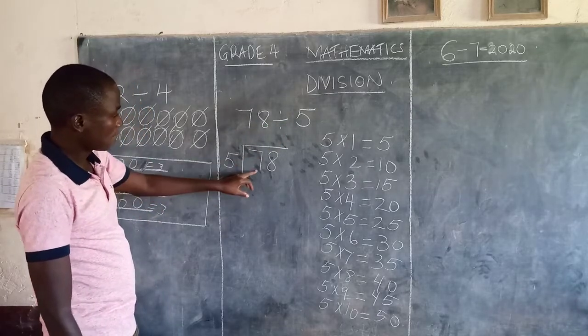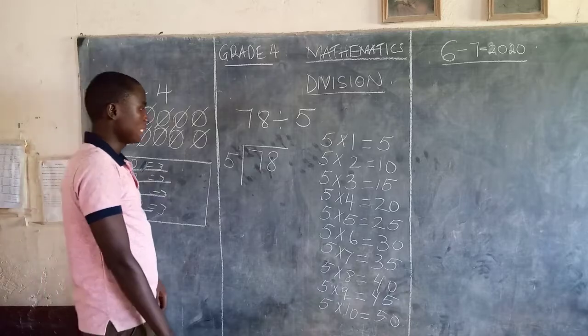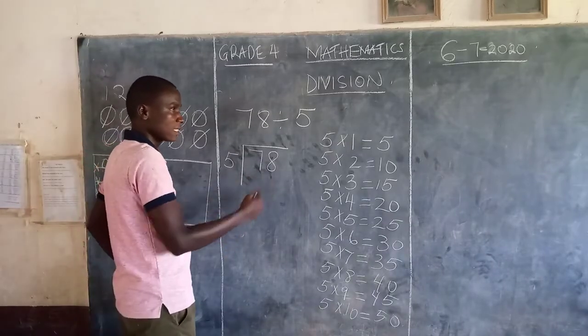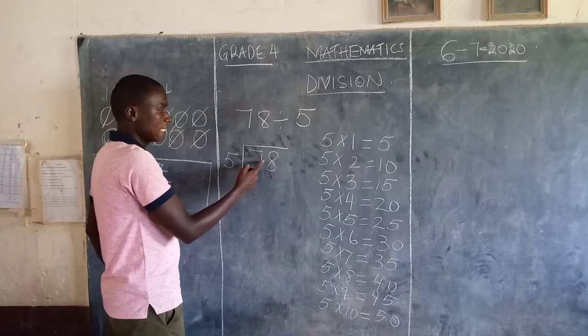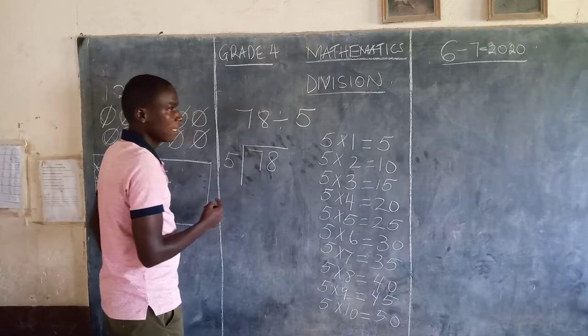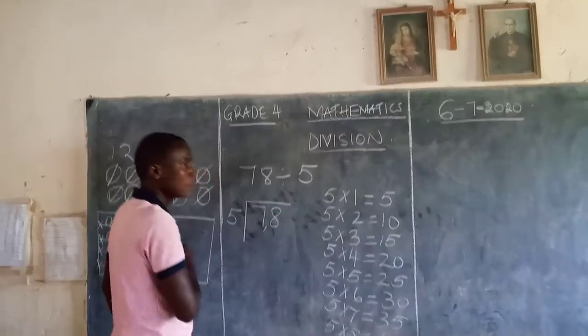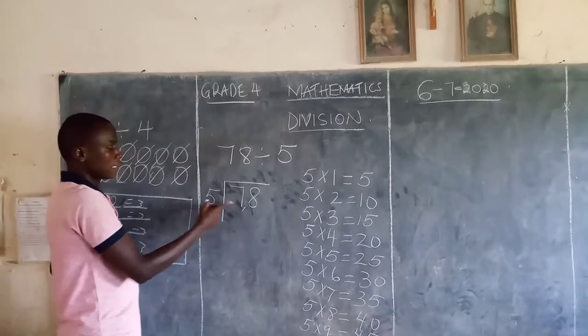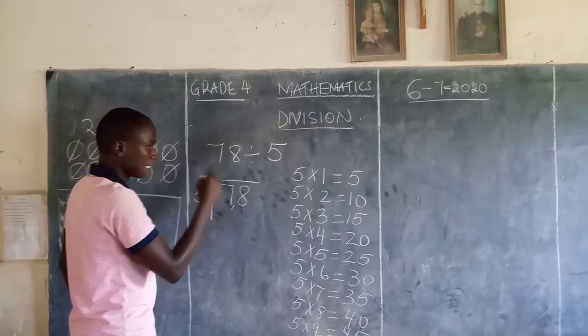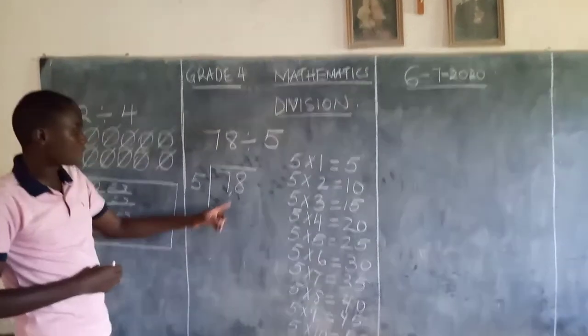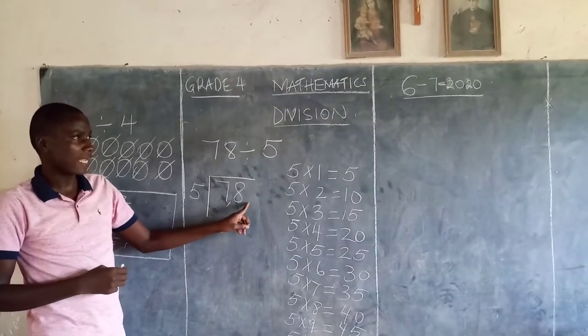Come to a number, 78 it is. You split it into single digits. 78 is a 2-digit number. You split it into single digits. I'm going to split it to have 7 and 8. Have you seen that? We have 7 and 8.